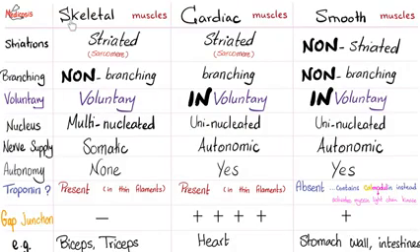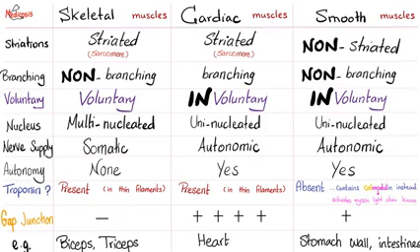And now to the comparison, skeletal versus cardiac versus smooth. Skeletal, striated. Cardiac, striated. Smooth, non-striated. Let's talk about branching. Non-branching, branching, non-branching. Voluntary, involuntary, involuntary. Multinucleated, uninucleated, uninucleated. Since this is voluntary, it has somatic supply. Since this is involuntary, autonomic supply. Since this is involuntary, also autonomic supply.